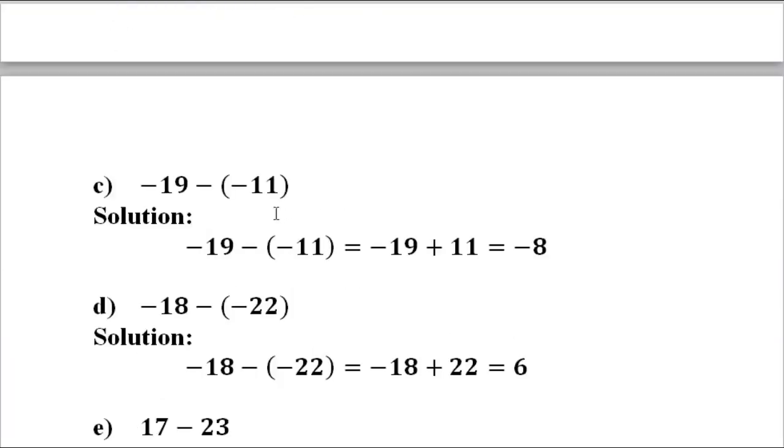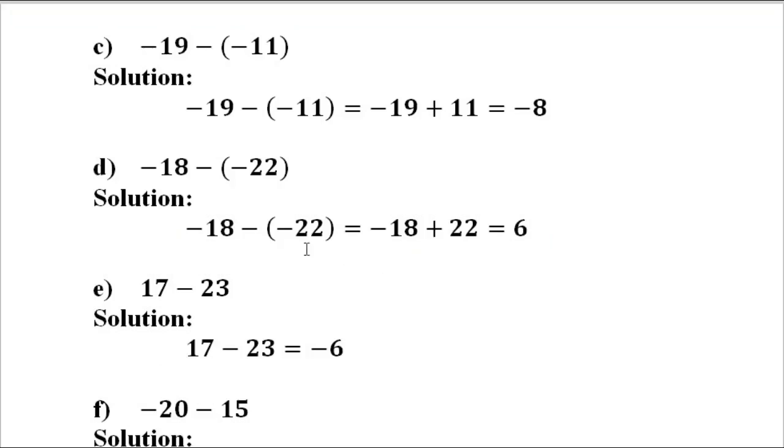The third part of the question is negative 19 subtract negative 11. Since the negative of a negative is a positive, the statement simplifies to negative 19 plus 11. Now we have two numbers with different signs. Therefore, their difference can be calculated by subtracting the absolute value of 11 from the absolute value of 19. The answer 8 will have a negative sign because the absolute value of 19 is greater than the absolute value of 11.